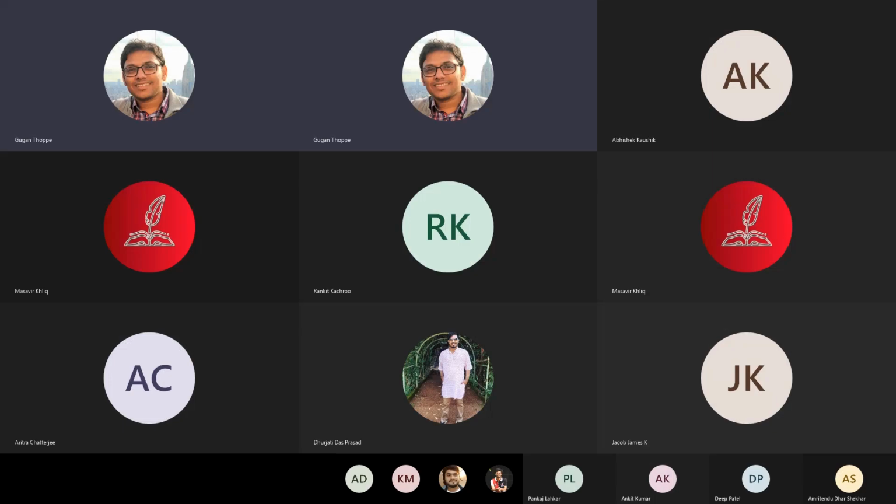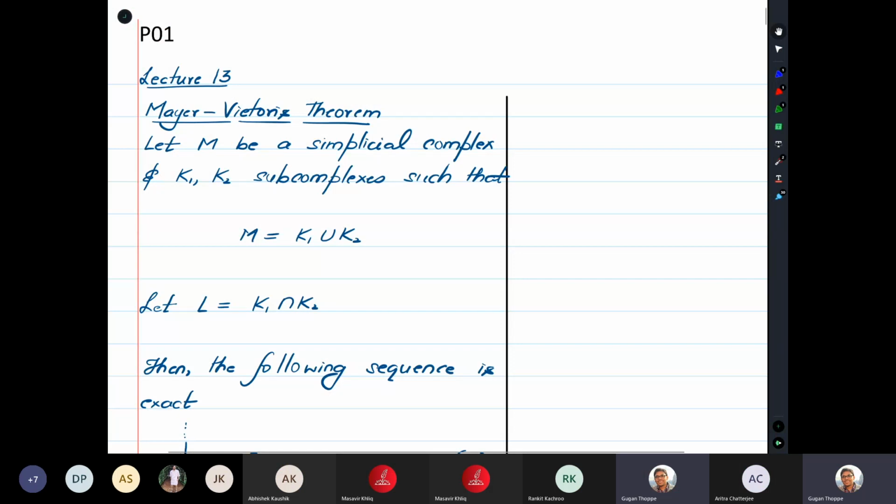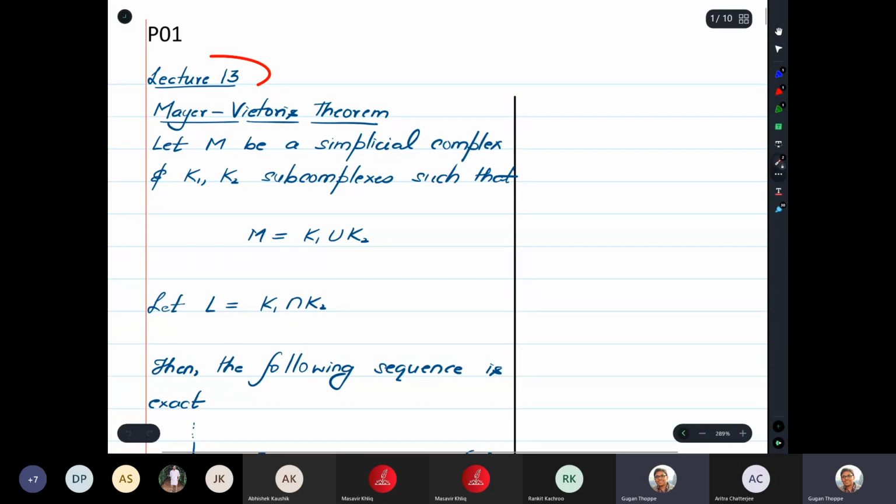Welcome to lecture 13 of this course on computational topology. Before I advance, do you have any quick questions with regards to what we have discussed so far, or anything with regards to the exam? If you have quick questions, please let me know. I'd be happy to take them now. All right, I don't see any raised hand, so maybe we can advance.